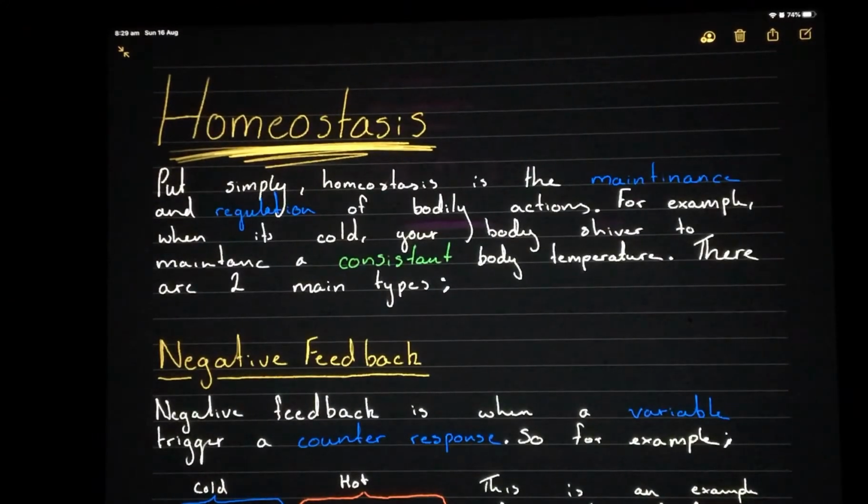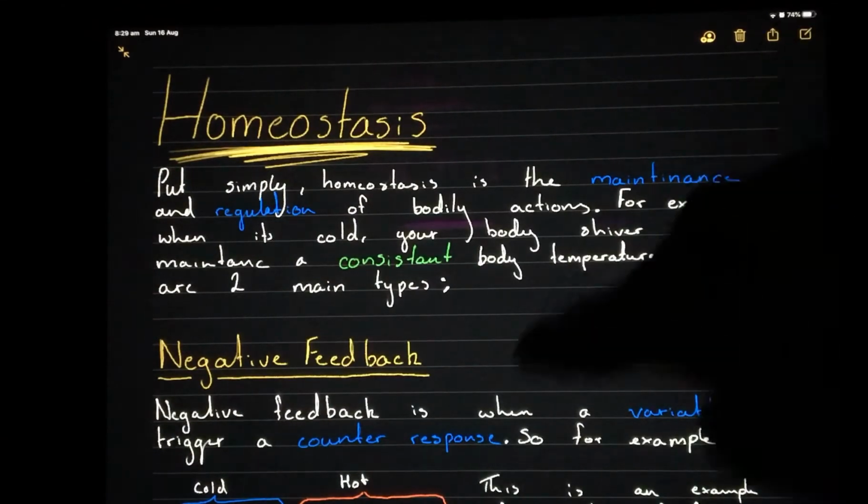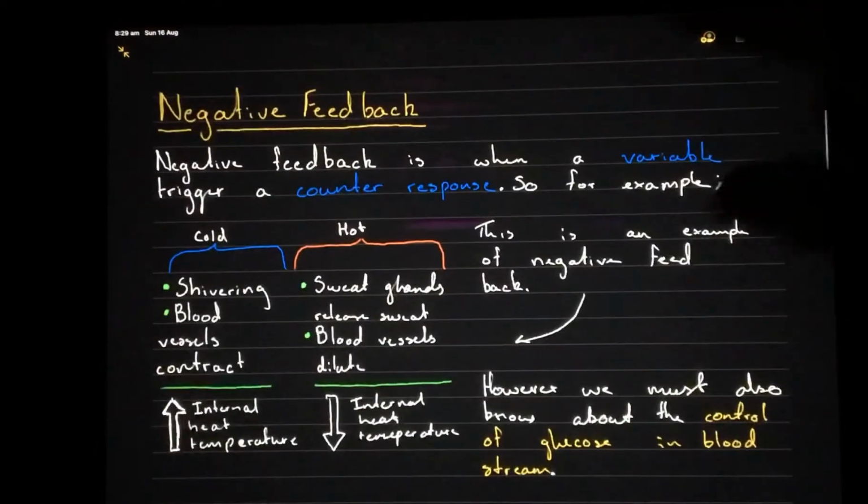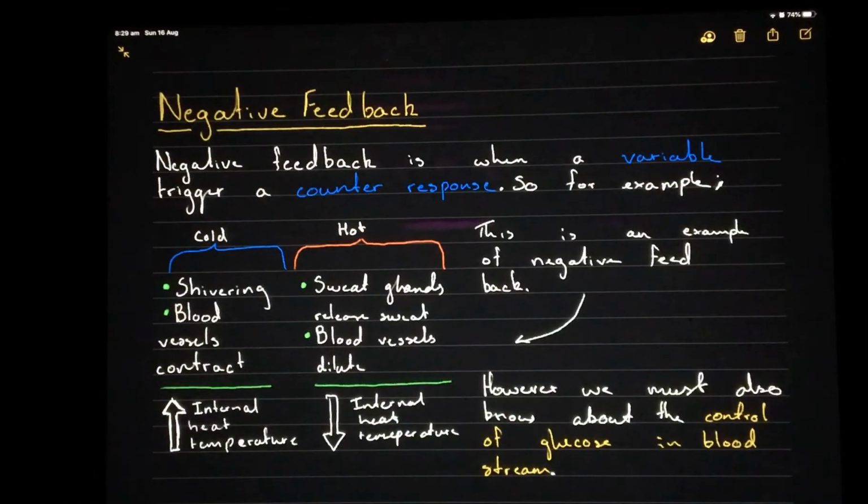The body does this in two ways: a negative feedback loop and a positive feedback loop. However, for IGCSE, you only need to understand the negative feedback loop. So what is it? A negative feedback loop is when a variable triggers a counter response.